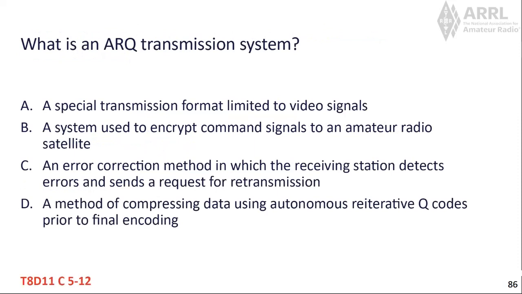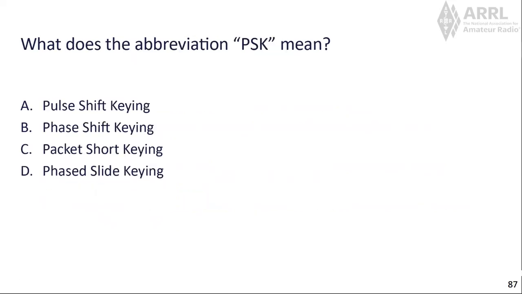What is an ARQ transmission system? C, error correction, method in which the receiving station detects errors and sends a request for retransmission. As I said, that happens very fast. Okay, what does the abbreviation PSK mean? That's phase shift keying.